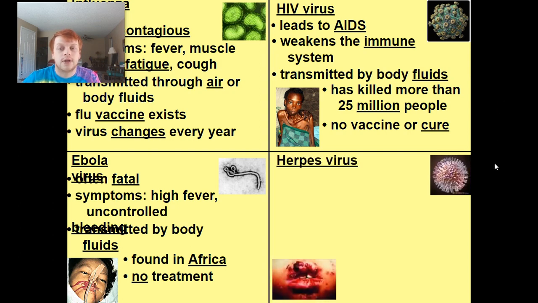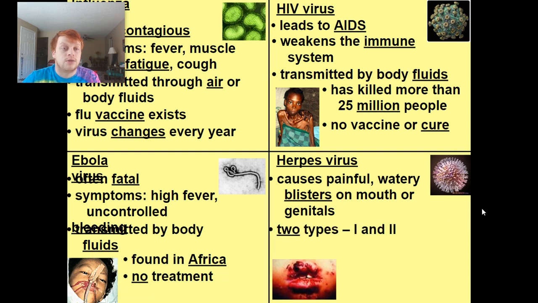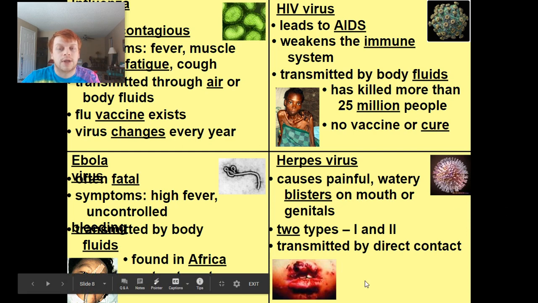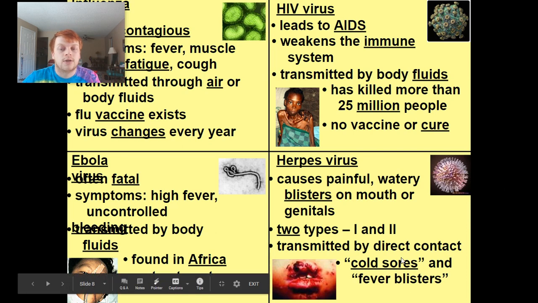And then we have the herpes virus. So this is another sexually transmitted disease. It causes blisters on the mouth or genitals. There are two types, type 1 and 2, and it's transmitted by direct contact with a place where someone has been infected with the virus. So either the mouth or genitals of another person. They cause what we call cold sores or also fever blisters.